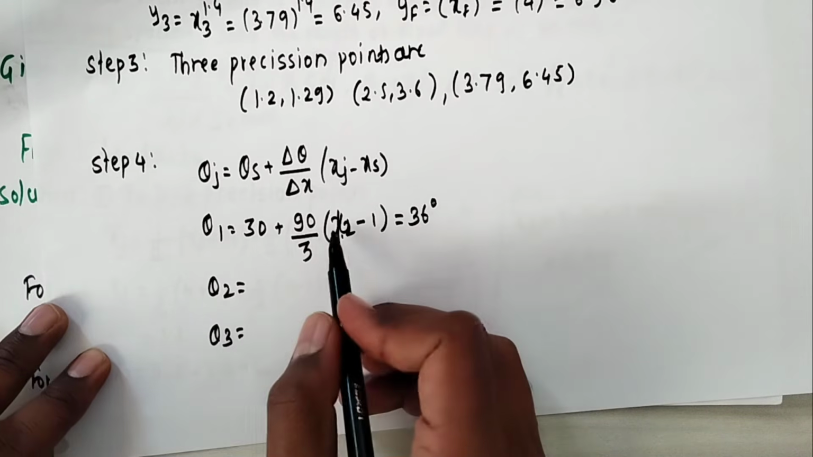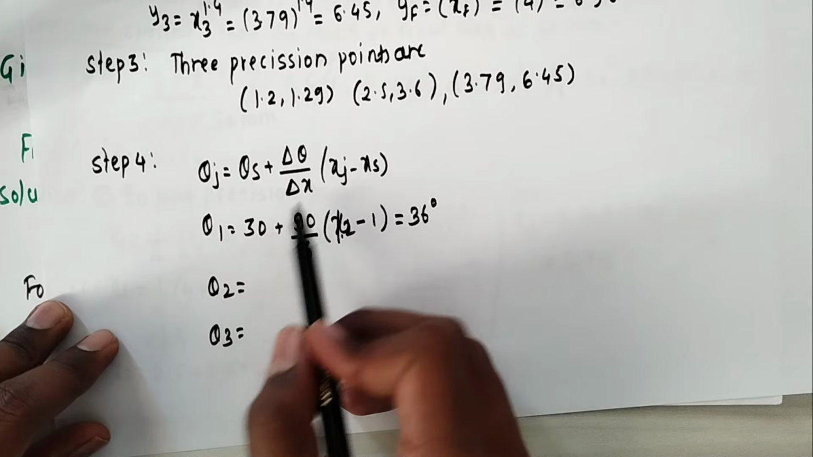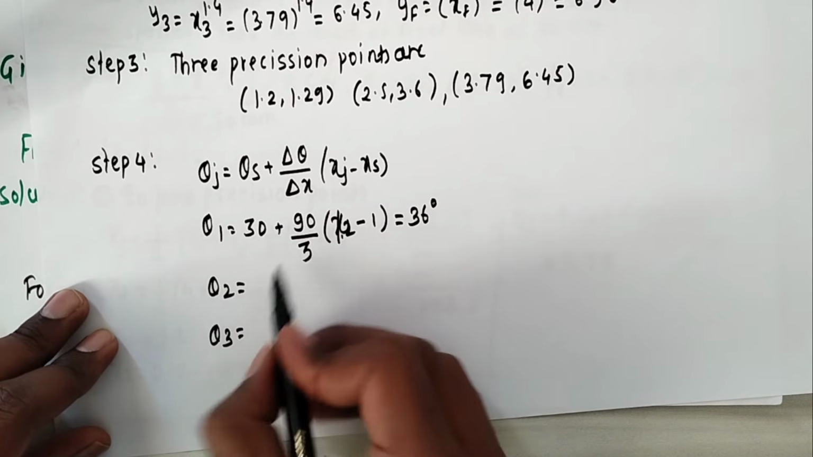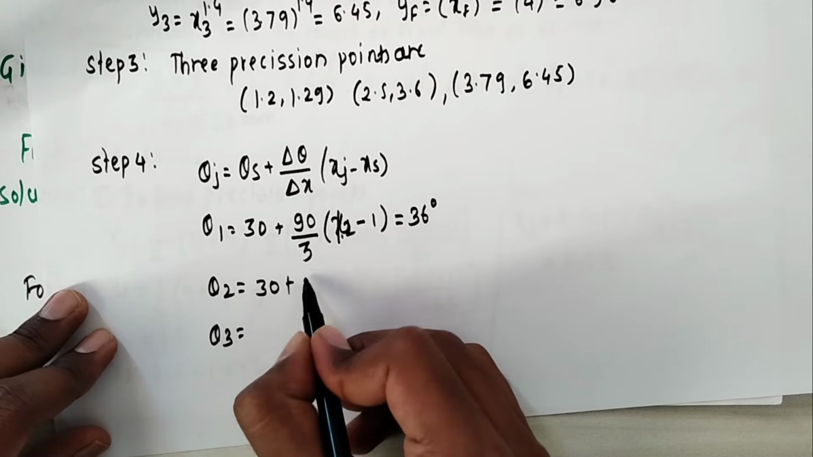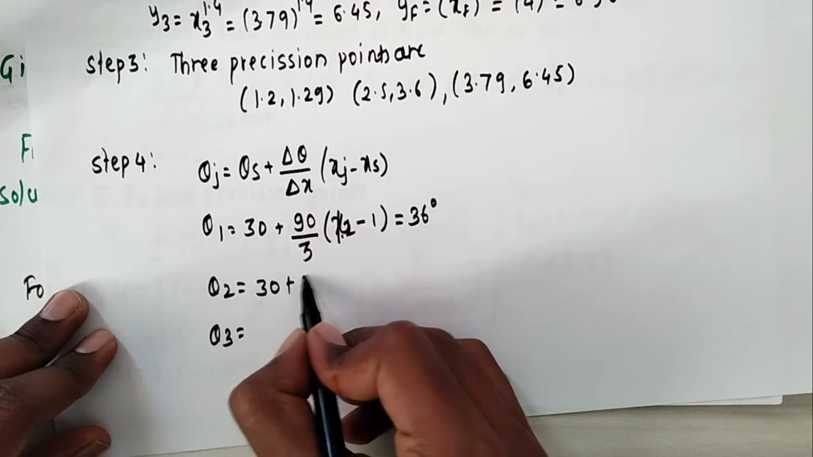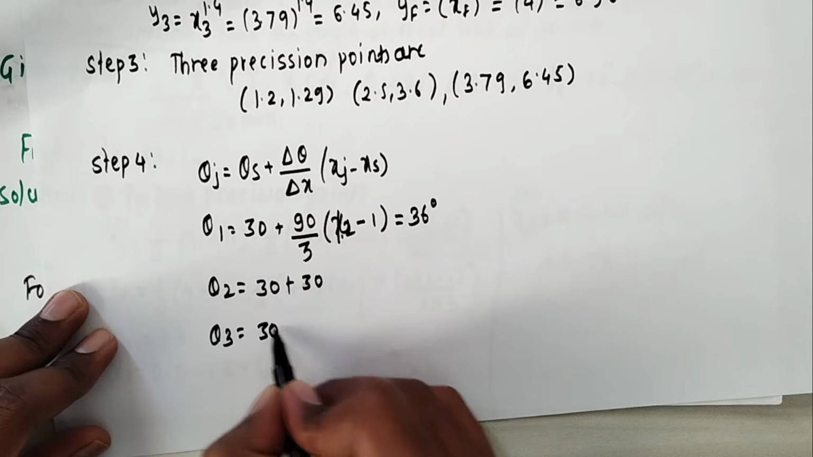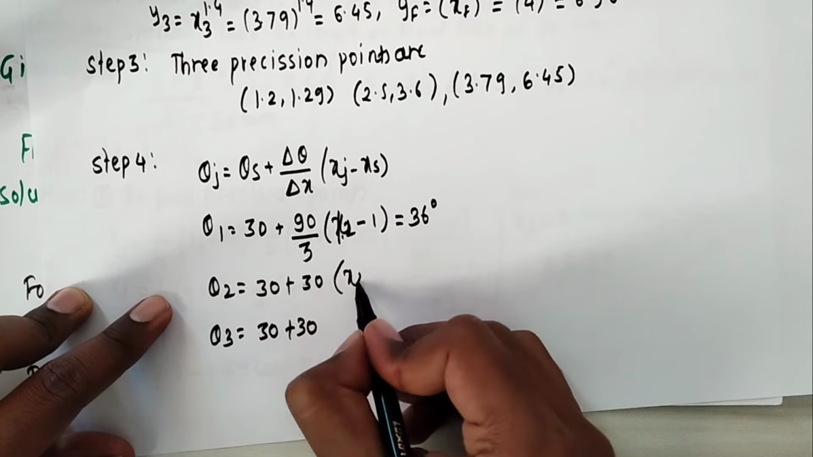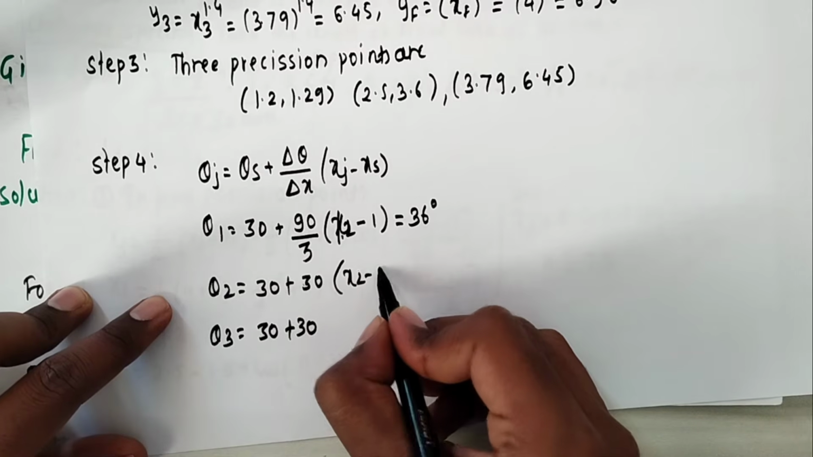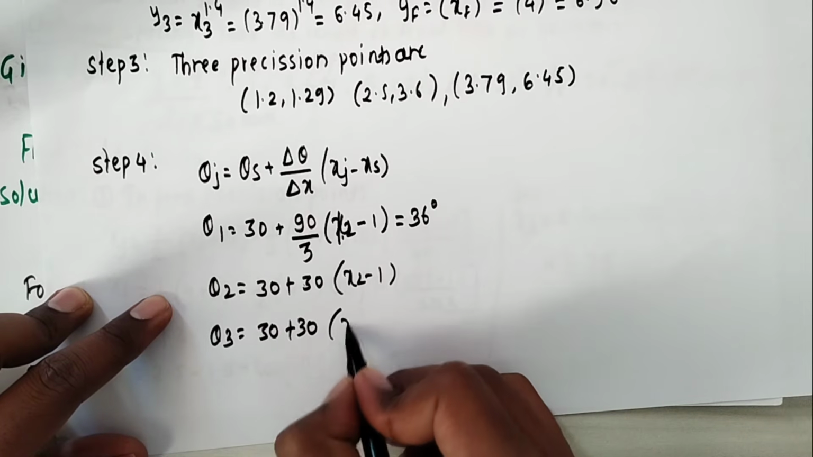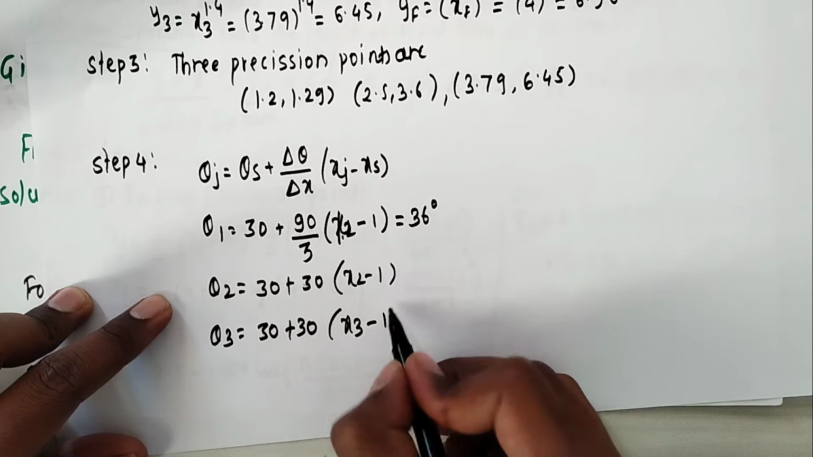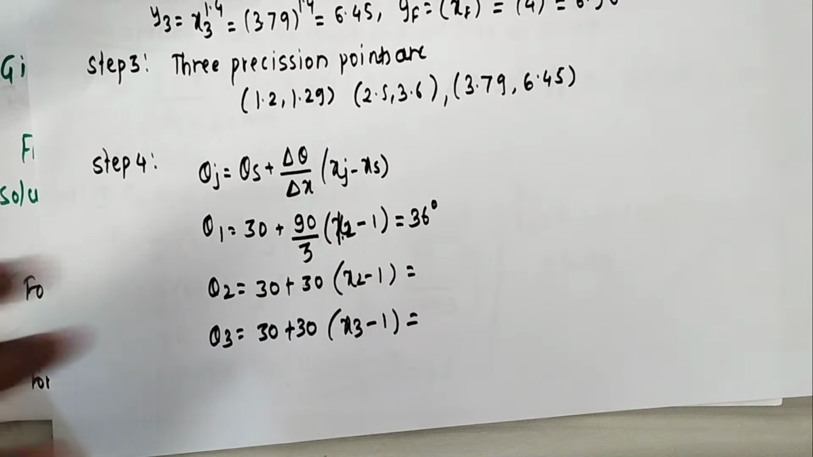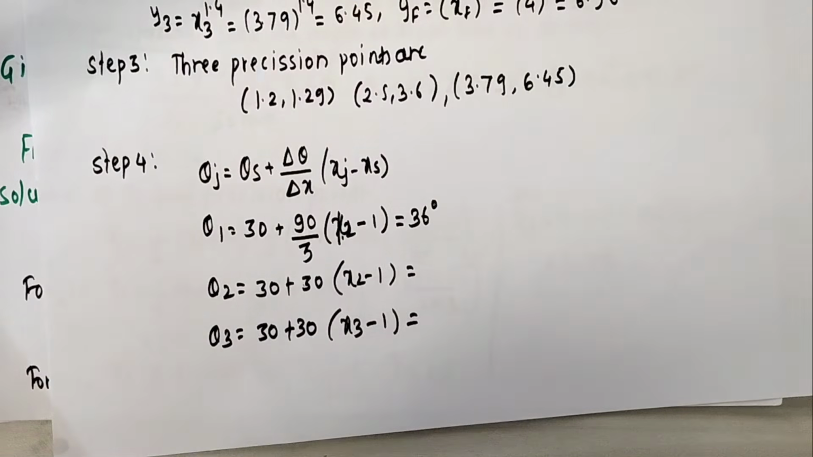Just we need to put the formula. What is the change here? 30 degrees remains the same. This also remains the same. So I am writing here, you can check. 30 plus this 90 by 3 means 30 only. So 30 plus this 30 into xj minus xs. Xs is 1. It also remains the same. Here it is x3 minus xs, that is 1. And so we will get the value by putting x2 and x3. Only these change.